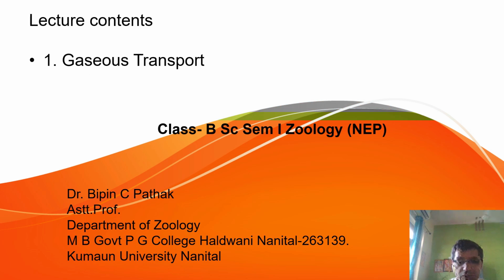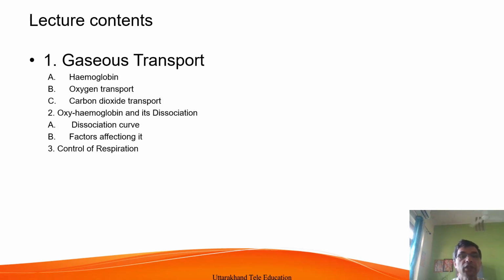This is the outline of this lecture. In gaseous transport, you will learn about the hemoglobin molecule, how oxygen is transported and how carbon dioxide is transported, how oxyhemoglobin is dissociated, what its dissociation curves are, and which factors affect it. Ultimately, you will learn how it is controlled. This is a brief lecture for you.